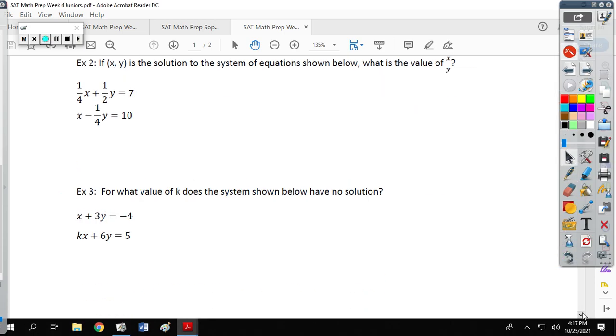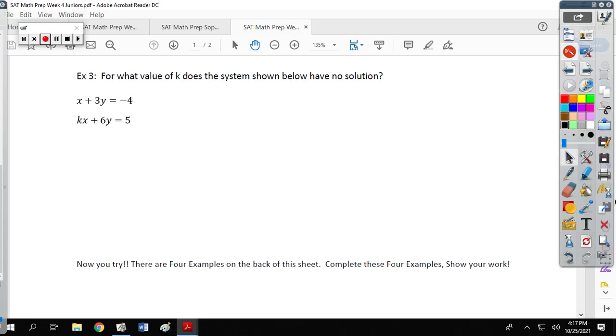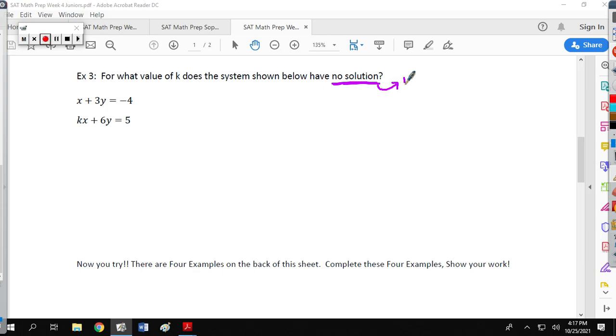Example 3 is a more conceptual question. It says, for what value of k does the system shown below have no solution? Well, remember that in order for a system to have no solution, we need both variables canceling, and we need what's remaining to be a false statement. So we need the entire left side to cancel out, the x and the y, and then we need what's left to not be a true statement.